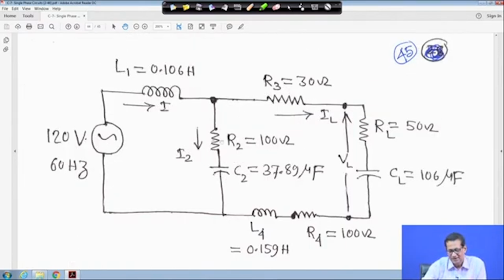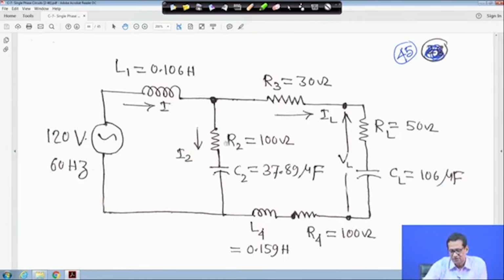L1 is given as 0.106 Henry, C2 is given as 37.89 microfarad, CL is 106 microfarad, L2 is not there, R3 is 30 ohm, and RL is 50 ohm, and this is VL. In this problem you have to solve for I, I2, IL. The voltage is 120 volt RMS, so take the reference as 120 at angle 0 degree, and the frequency is 60 Hz.